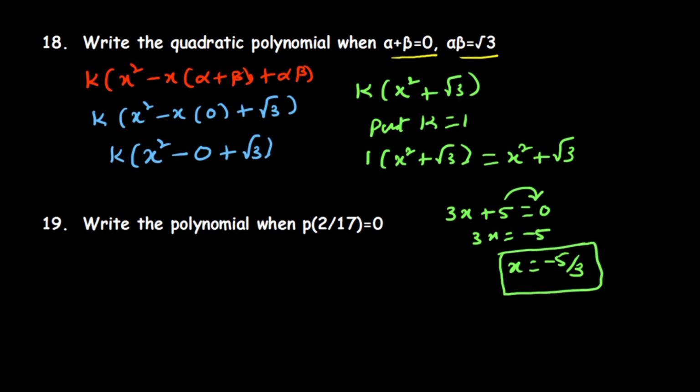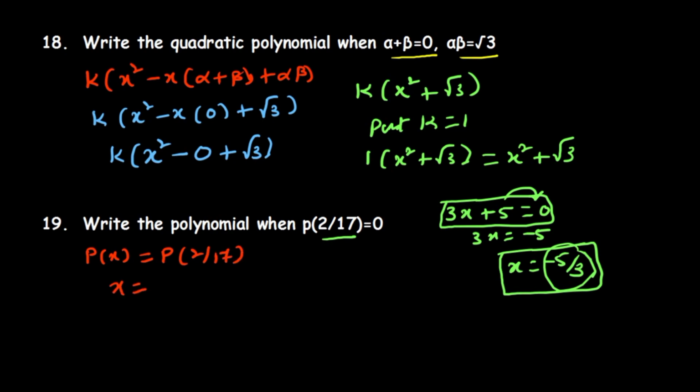Now what happened here in this question, they already gave minus 5 by 3 like that, here 2 by 17. Now we have to find the polynomial in this form, that is the question. So write a polynomial when p of 2 by 17 is equal to 0. So very easy. Just observe how to find that. So now I'm going to take p of x, where x is equal to 2 by 17.